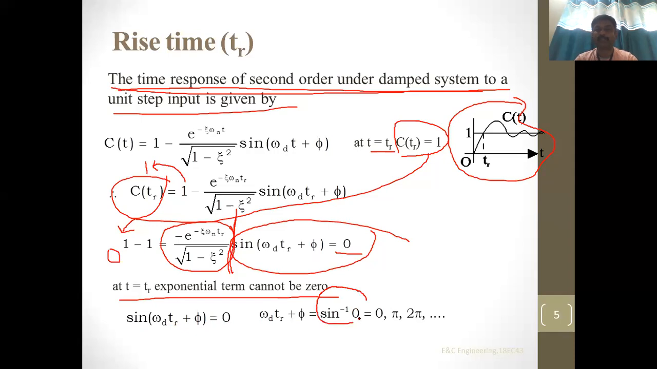What is the value of sine inverse of 0? It is 0 for the values 0, pi, 2 pi and so on. What I mean to say is sine n pi is 0. Which means sine 0 is 0, sine pi is 0, sine 2 pi is 0, sine 3 pi is 0 and so on. Thereby, sine inverse of 0 is obtained for 0, pi, 2 pi, etc., until n pi.